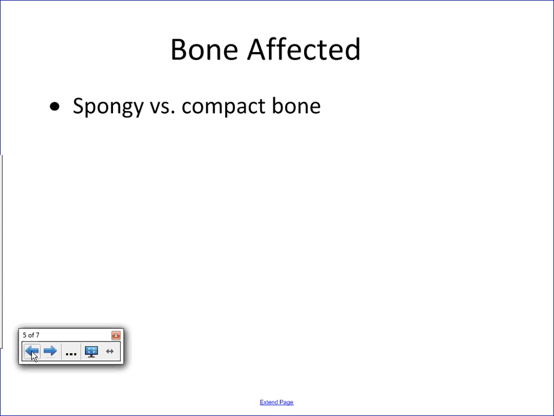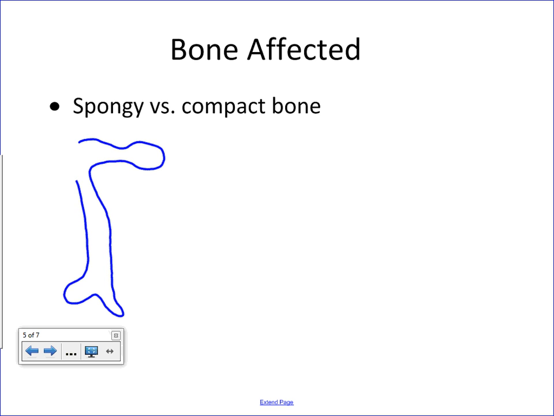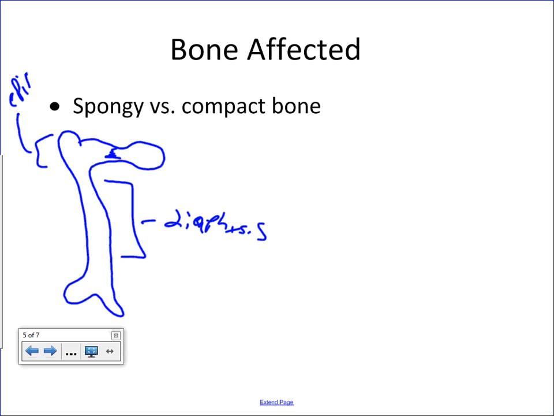All right, so spongy versus compact bone. Remember that, so let's say we draw a femur, or what's supposed to be a femur. Hopefully your femurs don't look like this, people. All right, so this would be the neck of the femur. Now remember your parts of a bone. This would be the diaphysis. All right, this would be the epiphysis.